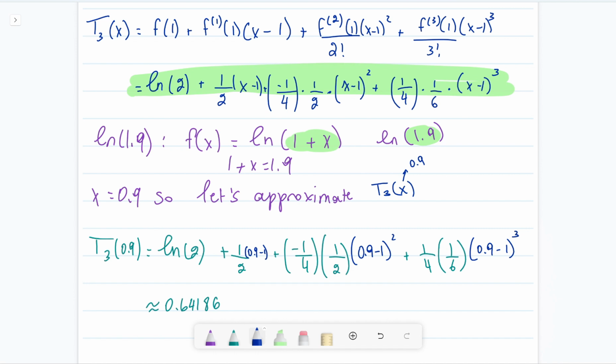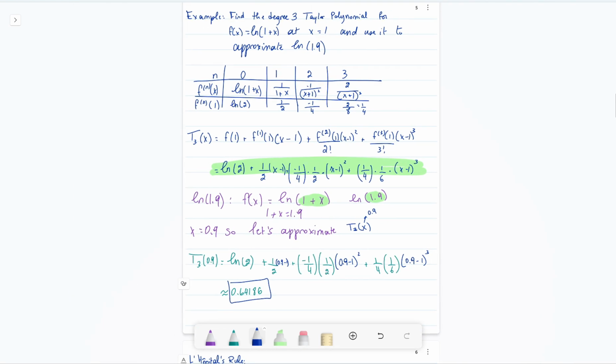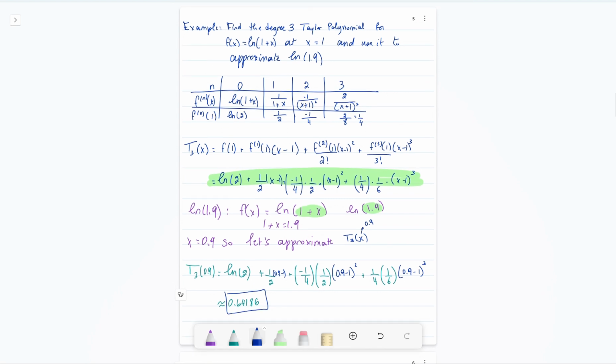And then write this on your calculator. What you will get is 0.64186. This is a rounded answer. And this is our approximation for ln of 1.9.